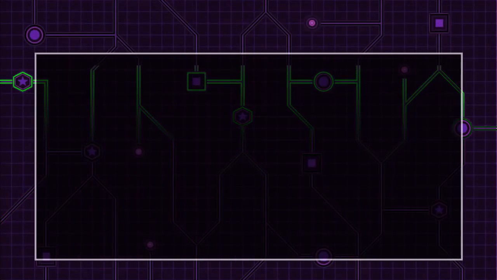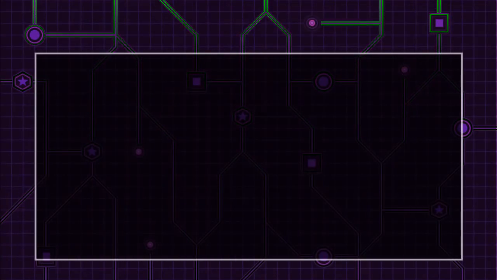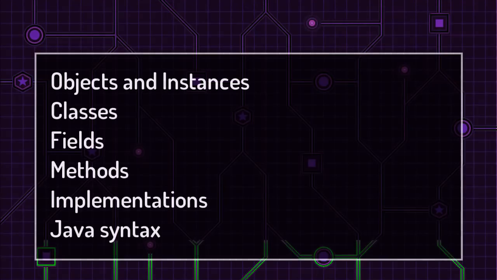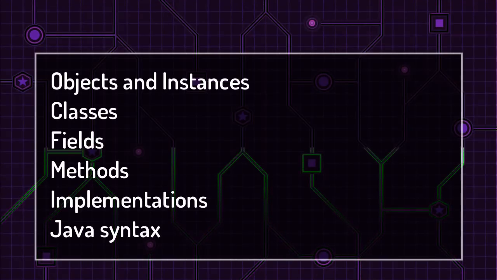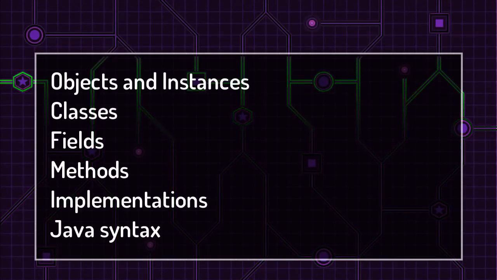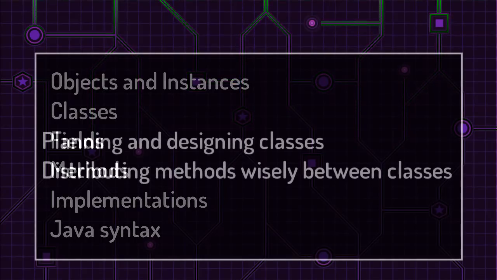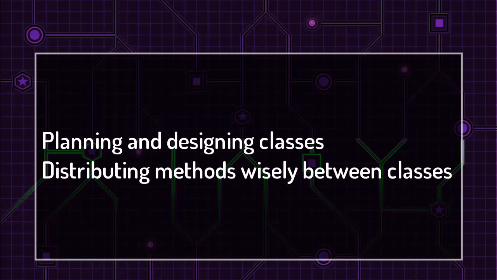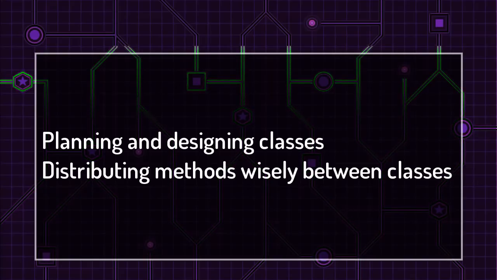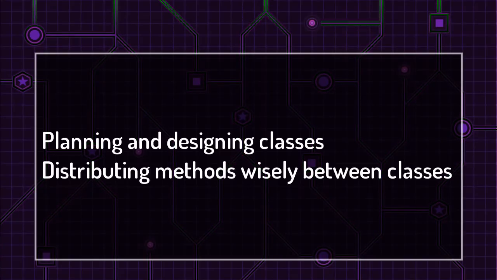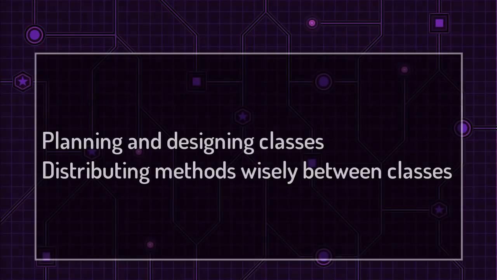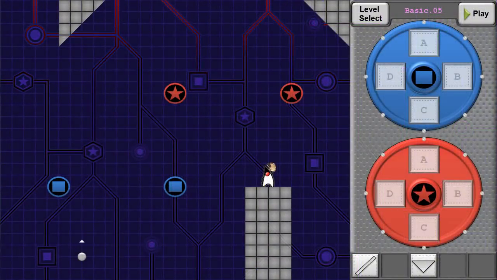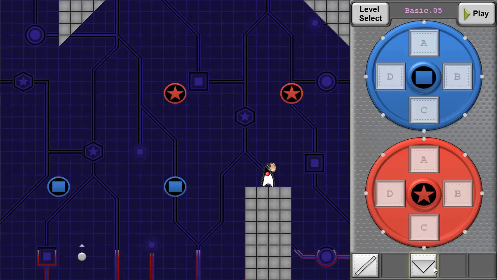And that means you've come far. Think about all the things you now understand better. Objects, instances, classes, fields, methods, implementation, Java syntax, and think about what problems you now have experience wrestling with, planning and designing classes and distributing methods wisely between classes. Those are impressive and complex computer science topics. Now you're ready to apply this to editing your own Java code.